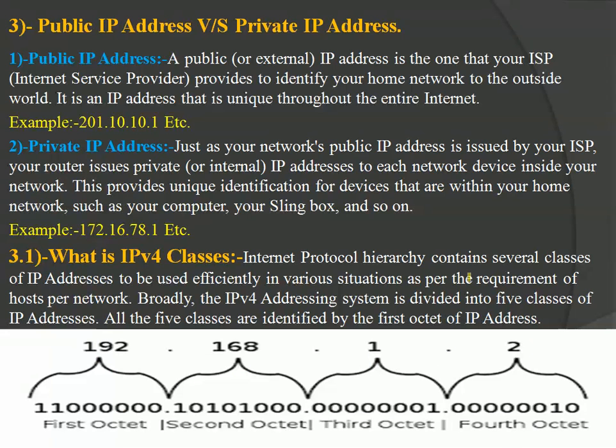So guys, what is the next topic? What are the public IP address and the private IP address? The first one is the public IP address. What is a public IP address? A public IP address is the address that is provided by your ISP for accessing the internet. I have already described ISP in my previous video. If you don't understand it, you can see that video. Here is an example of a public IP address, 201.10.101, and there are many other examples of public IP addresses.